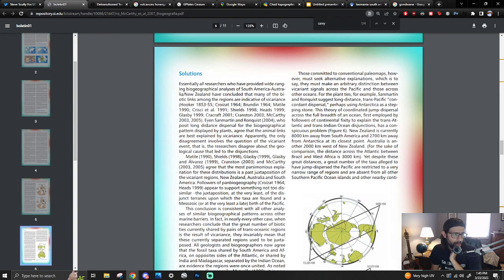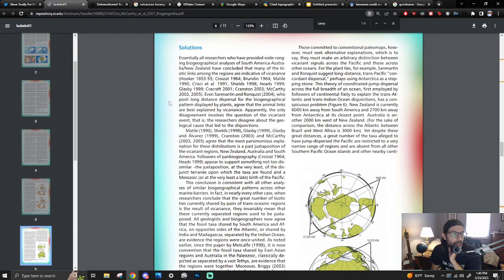Even these San Martin and Ronquist, who posit long distance dispersal for the biogeographical pattern displayed by plants, agree that the animal links are best explained by vicariance. Apparently, the only disagreement involves the question of the vicariant event. That is, the researchers disagree about the geological cause that led to the disjunctions.